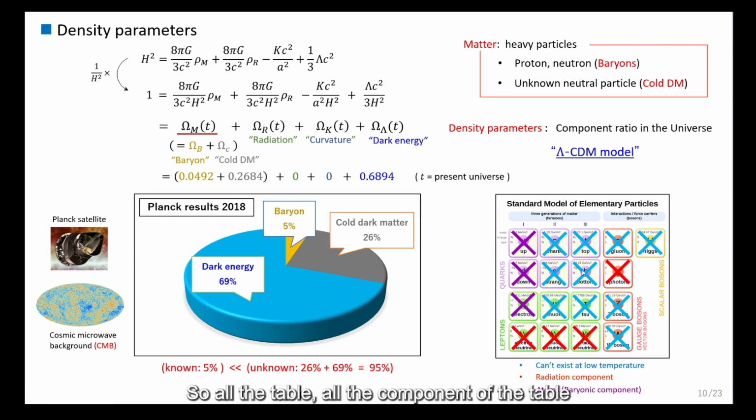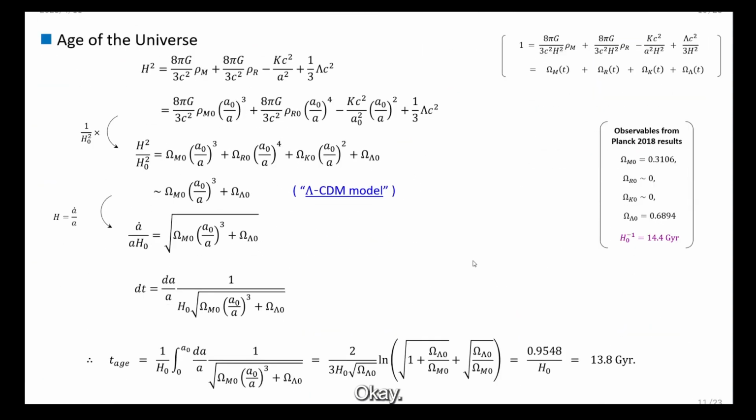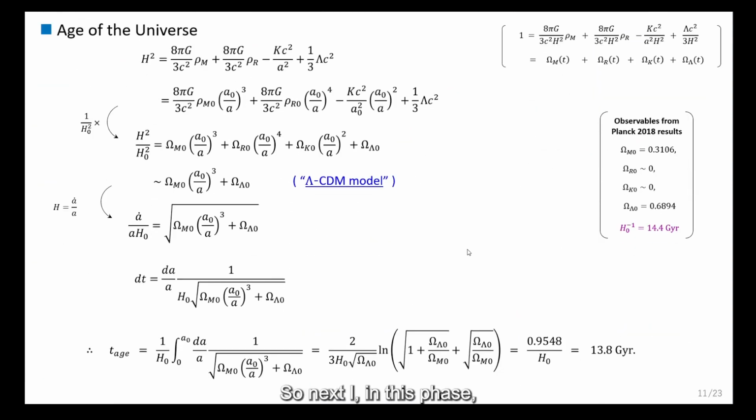So all the components of the table are excluded for the other components. I mean, dark matter or the dark energy. So this is the reason why these 90%, 95% are called the unknown parameter. So this is not clear. Okay.